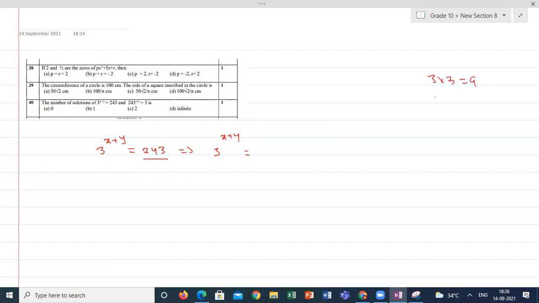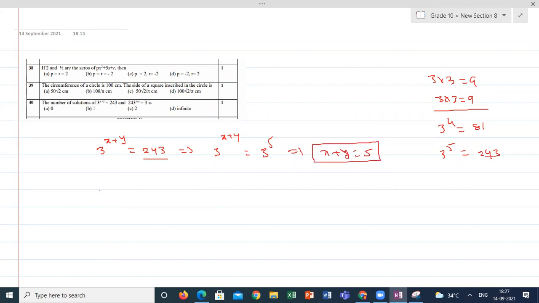3 into 3 is 9. Again, 3 into 3 is 9. 3 power 4 is 81. 3 power 5 is 243. So this can be written as 3 power 5. From here, I can write x plus y is equal to 5. Next, 243 into x power minus y is equal to 3 power 1. This can be written as 3 power 5 into x minus y is equal to 3 power 1. From here, 5 of x minus y is equal to 1. So x minus y is equal to 1 by 5.